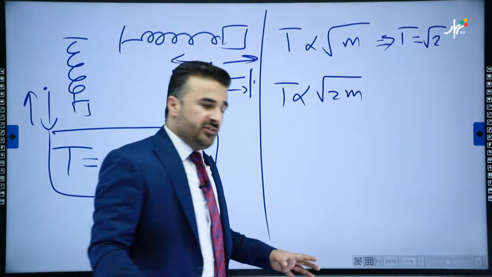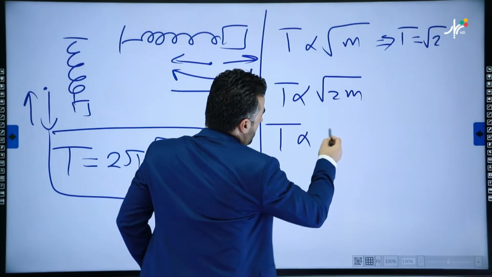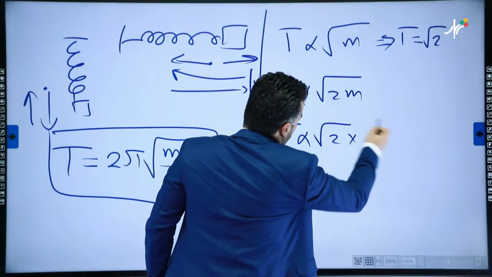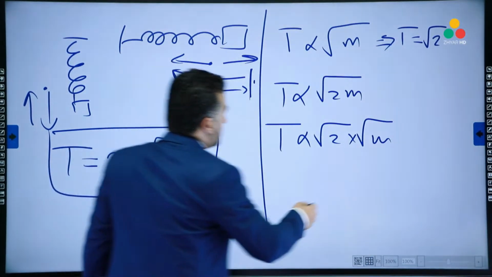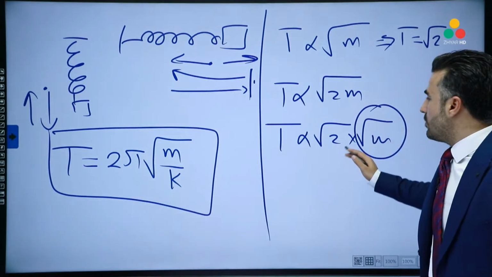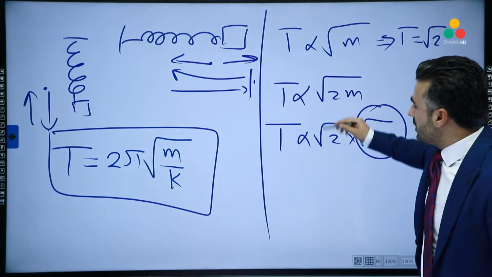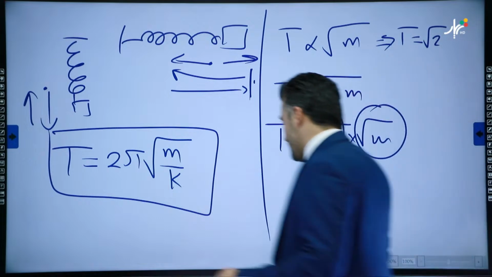But I believe you know this in math. For example, if you have something like this, can I write the square root of 2 multiplied by the square root of the mass? Yes, that is correct. Whatever the mass is, we keep it the same. So we can say the period will increase by a factor of what? By a factor of 2. Later on, we'll also see that.